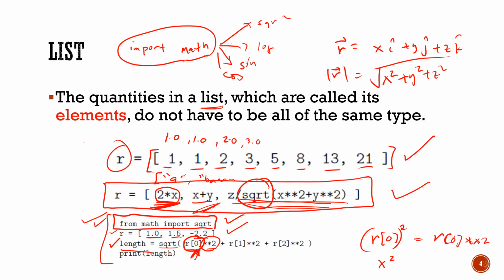If I have r equal to 1, 1, 2, 3, and so on, and you want to print r2, what it prints is only that number, because we start at 0. Take note: this one is 0, this one is 1, and this one is 2. My index always starts from 0. In this case, r0 is my x component, which is equal to 1. r1 is my y component, which is 1.5. And r bracket 2 is my z component, which is minus 2.2.